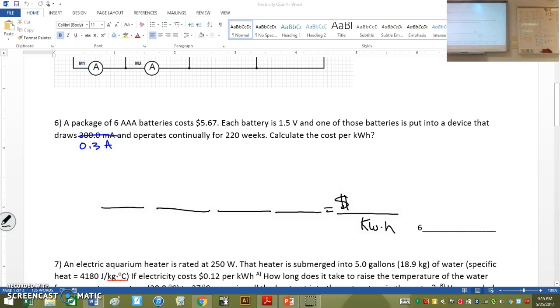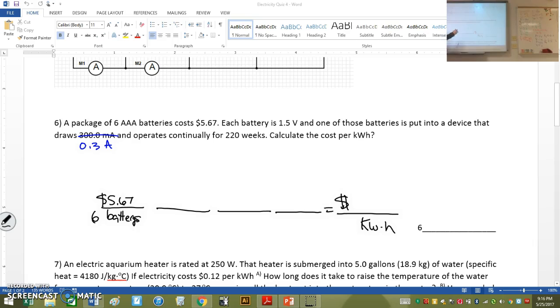So first of all, I know one battery is $5.67 per battery. And I use 6 batteries. So that's $5.06 for 6 batteries. So we'll just do that. 6 batteries. I could figure out how much it costs for one, but I don't need to because I already have the 6 in the denominator.